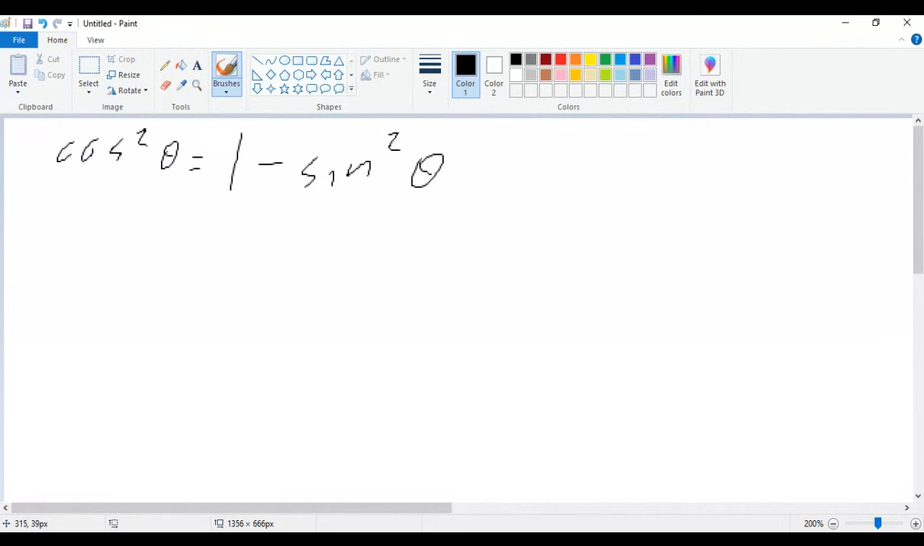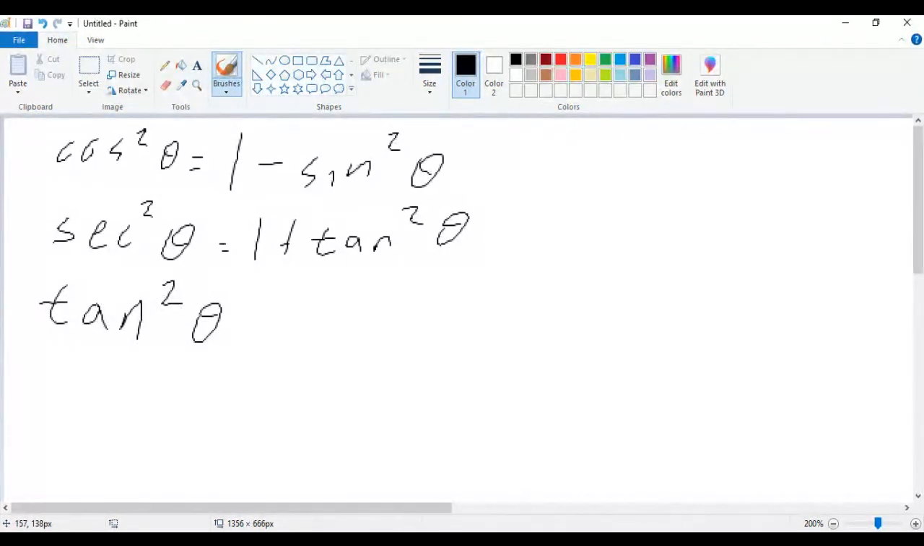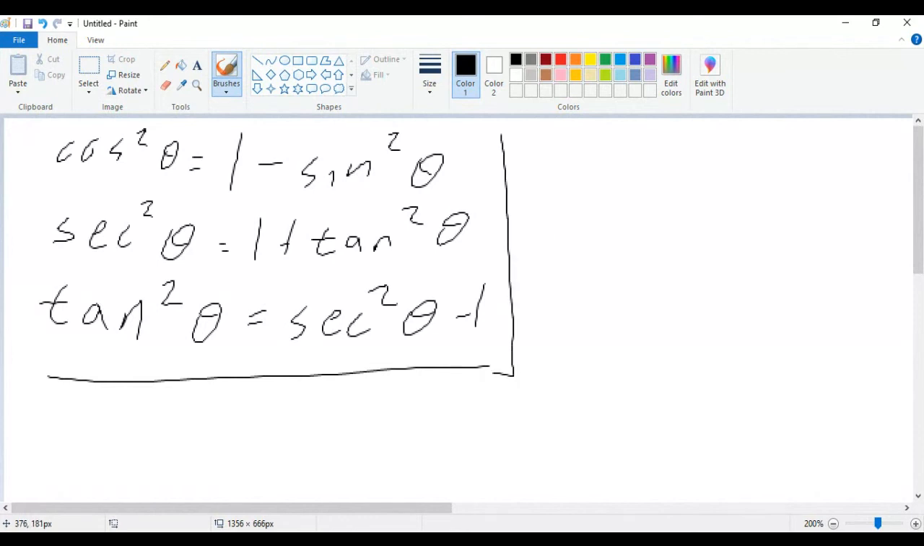Additionally, we have secant squared theta is 1 plus tangent squared. And then we also have tangent squared theta. We just rearrange the previous one. It is secant squared theta minus 1. And these are three really important identities for something called trig substitution.